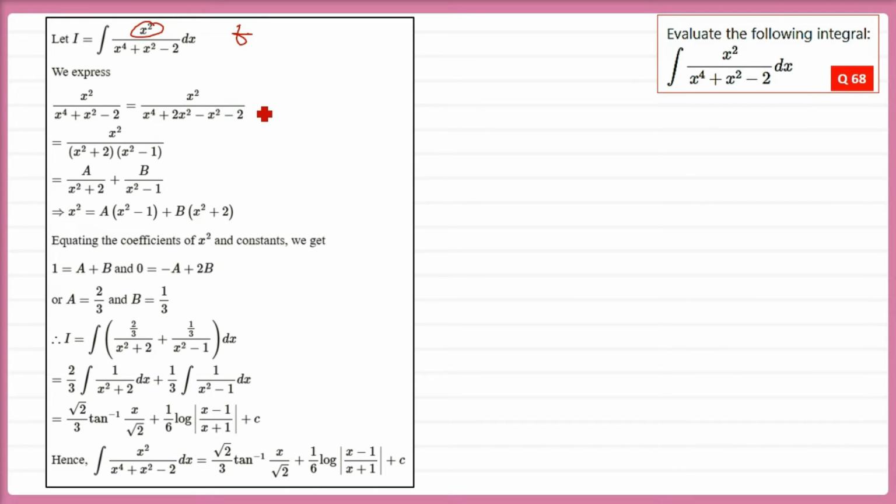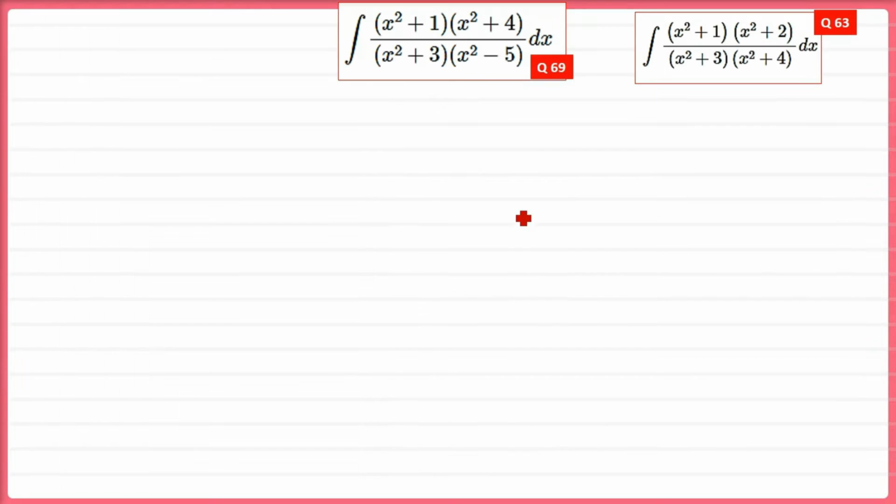X square has to be taken first, then you go above. 1 by x square plus a square, 1 by x square minus a square, and 1 by a square minus x square. This formula of integration will be heavily used. You need to remember them when you are solving this kind of question at the trailing end of this exercise.